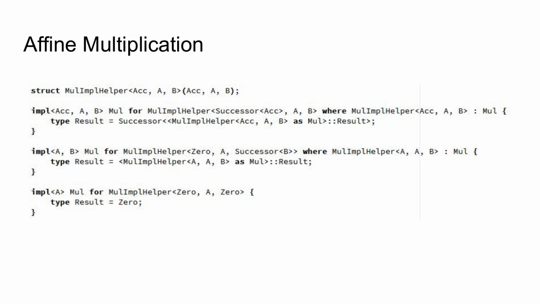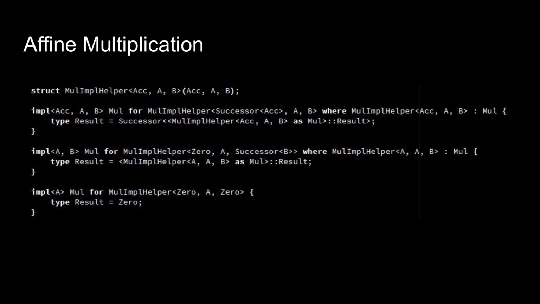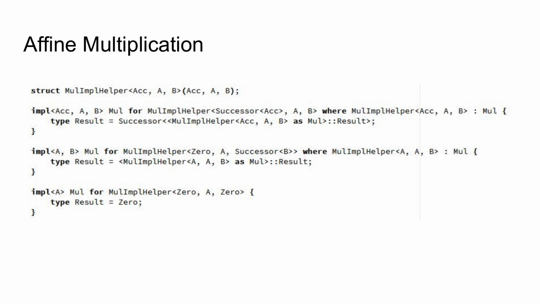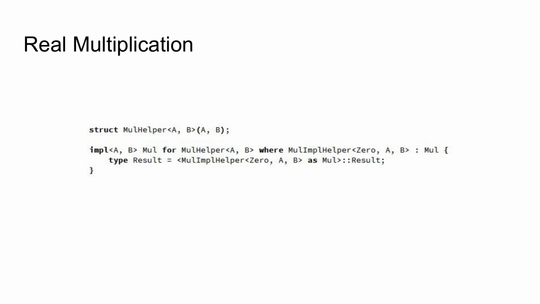From there we have 3 different base and inductive steps. The first one is simply clarifying that a successor of accumulator is the same as the successor of the whole helper. The second is the base case per se, where accumulator is 0 and B is the successor. Actually, I suppose, more accurately, that's an intermediary inductive step. And then finally, you define it for the true base case, which is 0 plus A times 0, which of course is just 0.